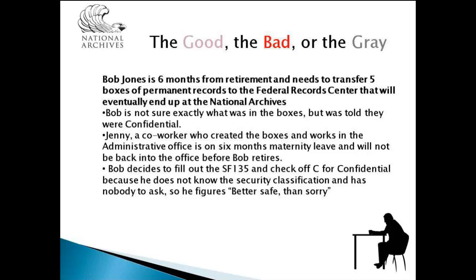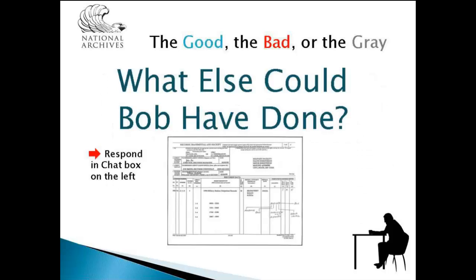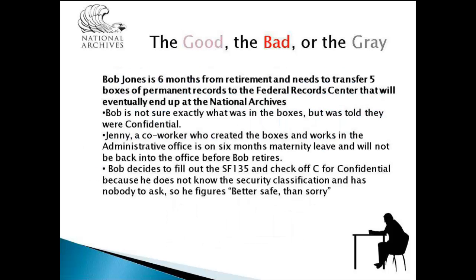He's not sure exactly what's in the boxes, but was told they were confidential. Jenny, who's a coworker, created the boxes and works in the admin office, but she's on 6 months maternity leave and will not be back into the office before Bob retires. Bob decides to go ahead and fill out the 135 and check off C for confidential because he doesn't know the security classification and has nobody to ask. So he figures better safe than sorry. What else could Bob have done? Please respond in the chat box.